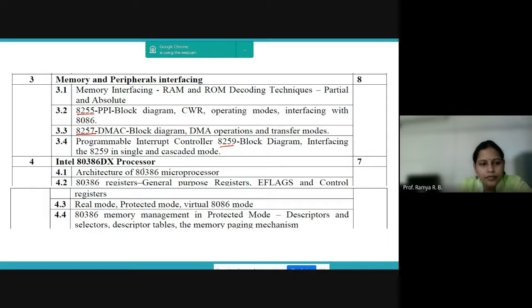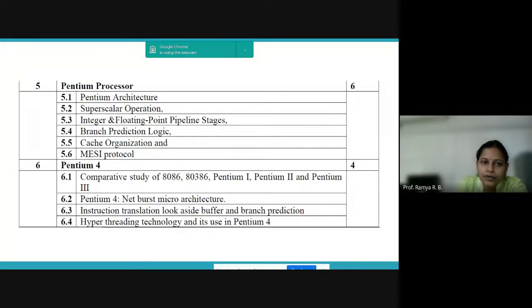The third module. Fourth module is about 386. Fifth module, we'll be learning about Pentium, advanced concepts, superscalar architecture, branch prediction logic, MESI protocol. These are all advanced concepts. And in the last module, we'll be learning about Pentium 4. And you can see you have a comparative study of all these processors, 86, 386, Pentium 1, 2, and 3. And then you are also learning this architecture called as NetBurst architecture.